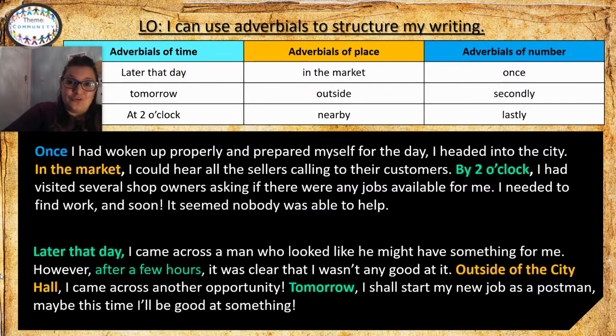Read back through your two paragraphs. How well do they flow together? You may need to go back and adjust it or add in another sentence to help them flow together. You may have noticed that there might be a big gap in the timeline that you've created. Or you may have found an adverbial that fits better into your writing.